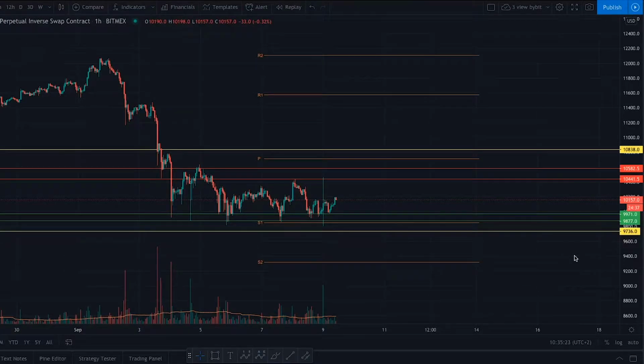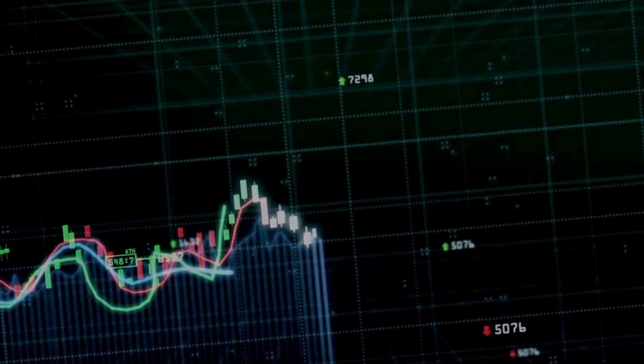I am Logical Orange, and because today we saw that Bitcoin has been ranging for several days, I thought it would be a good opportunity to teach you how we can trade in a ranging market and how we can scalp and what are the possibilities to be taken into consideration. Let's go to the charts.